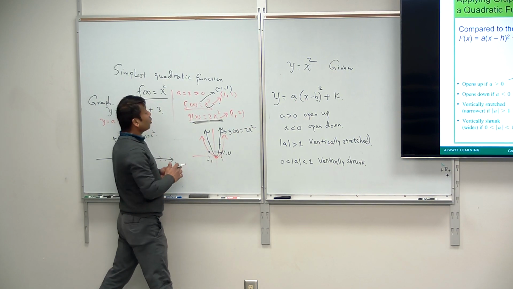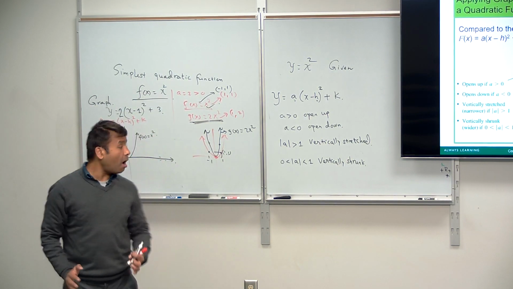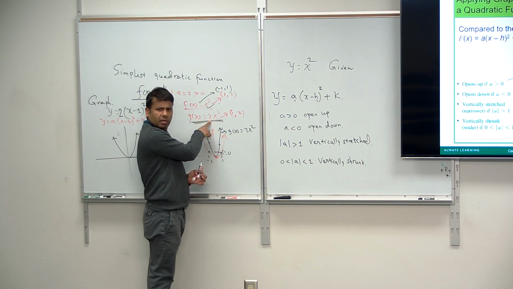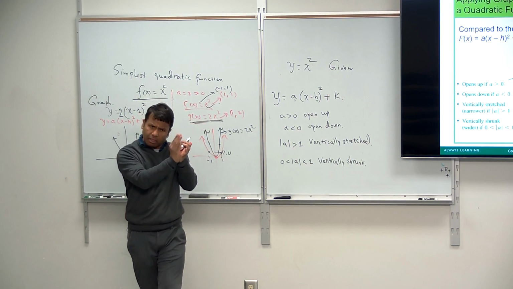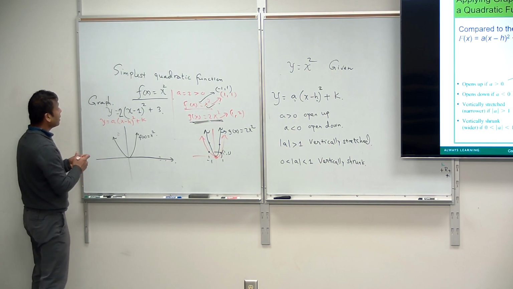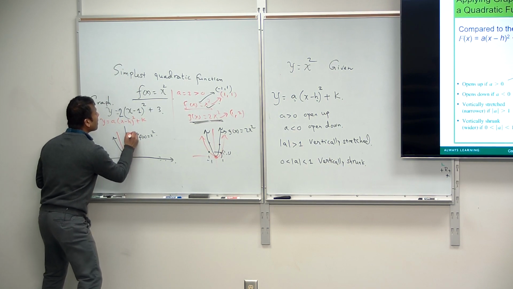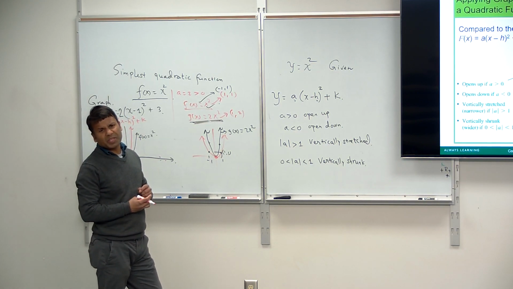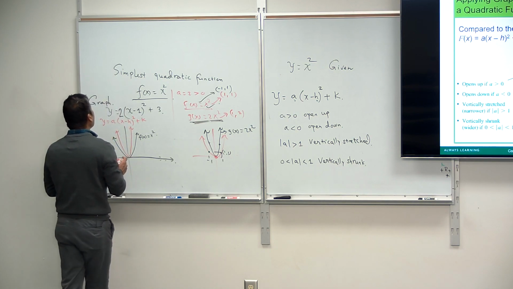So what did you observe here? The black graph is vertical stretching of the red one by a factor 2. You see what I'm talking? And this is more narrower. The black one is more narrower. Does that make sense? The same thing happened here. So if you look here, this one, it is what? Vertically stretched. See that?